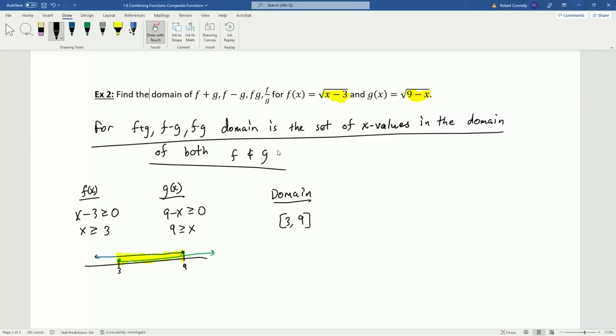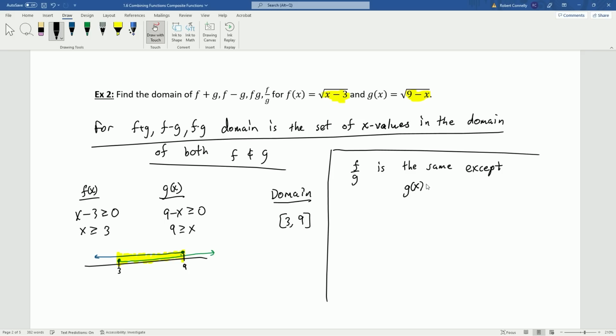Now, that covers most of the situation, but we have to deal with f divided by g. So f divided by g is the same, except with the added condition that g of x cannot be 0. So we have to check that separately. So that means 9 minus x cannot be 0, which implies x cannot be 9. So that gives us the same domain almost, except we can't include the endpoint 9, so we use an open parenthesis here. Okay, so hopefully that's pretty clear.